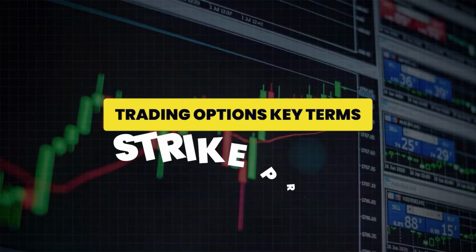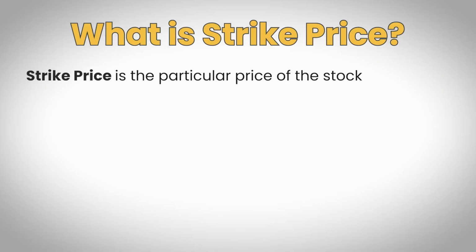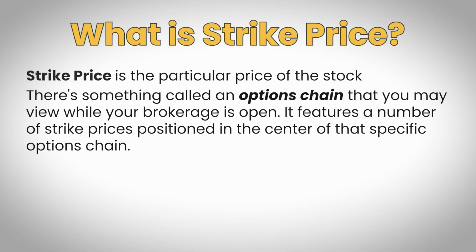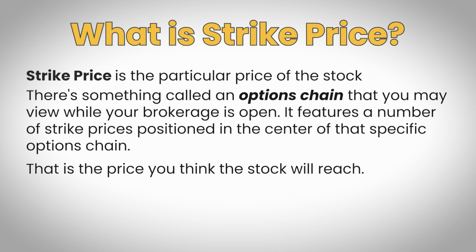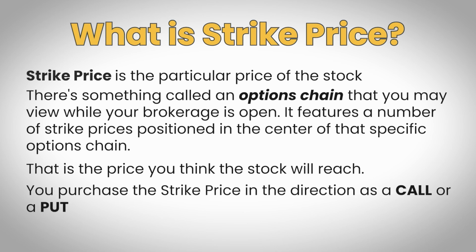Number two is a few words, so I want you to jot these down. These are key terms that you will need to know as an options trader. First off is strike price. Strike price is the price of that particular stock, and when you have your brokerage open, you will see something called an options chain, and that has a bunch of the strike prices going down the middle of it. And that is the price where you believe the stock is going to go. So you purchase the strike price in the direction as a call or a put.